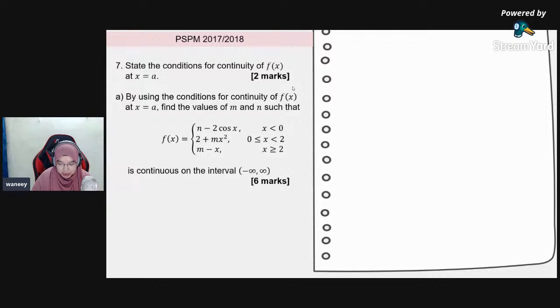Okay, so saya bagi masa sikit untuk awak cuba dulu. 3 minit ke? 9.43. 3 minit cukup ke? Tak cukup kot. 5 minit lah. 9.45 lah. Kasih diskaun. 9.45.